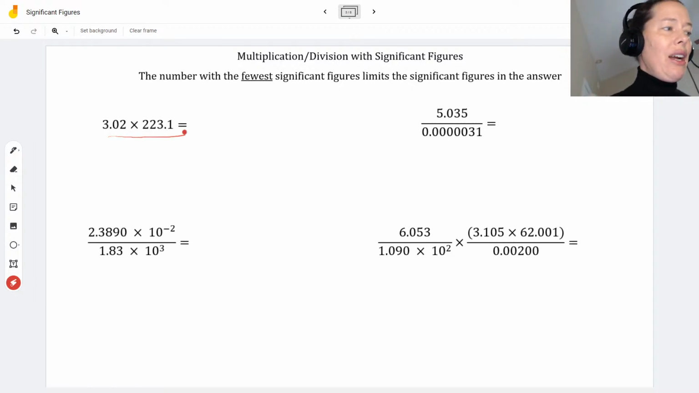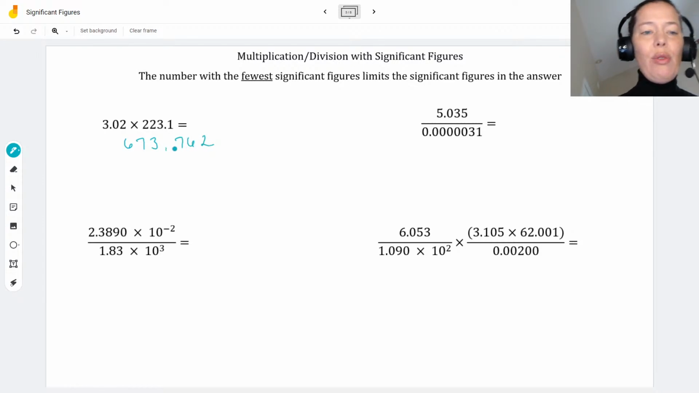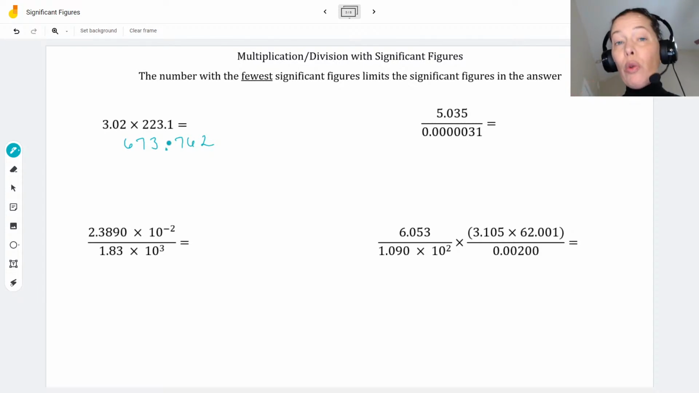All right, so we're going to take our first one, again, really, really easy. Just plug it into your calculator. And when we do that, we get 673.762. Of course, that is not to the correct number of sig figs. So now we want to count up total number of sig figs.